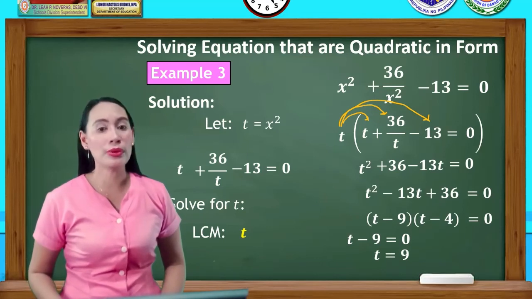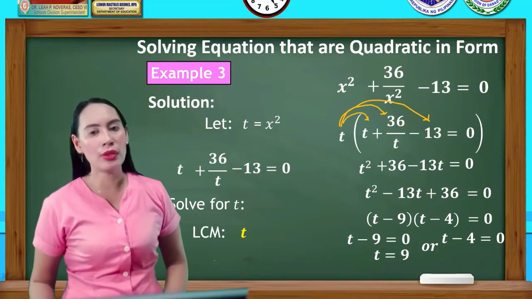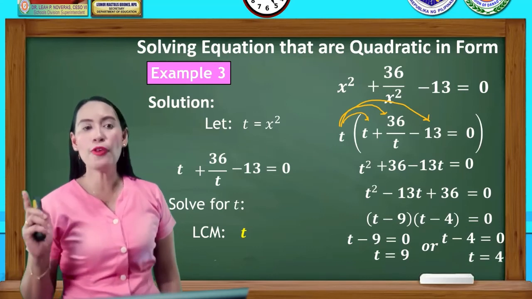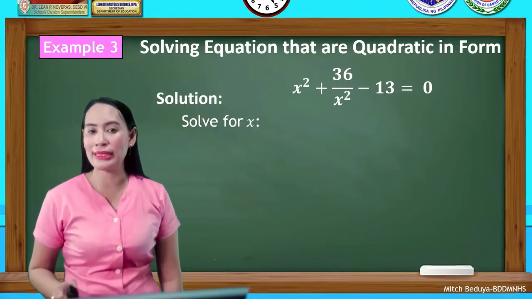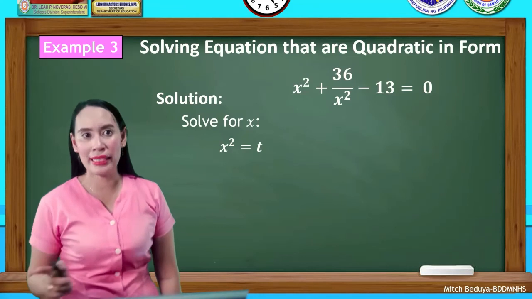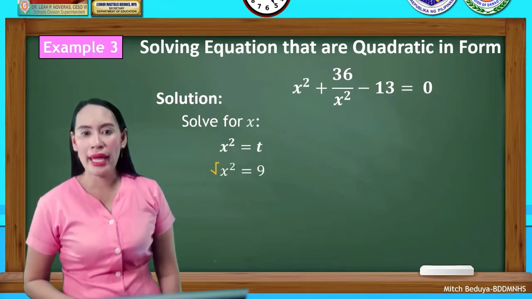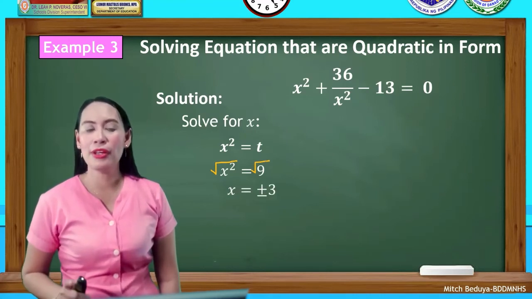that is, t equals 9, or t minus 4 equals 0, t equals 4. To solve for x, let's do substitution. x squared equals t. Substituting 9 for t, by extracting the square root, x equals positive or negative 3.